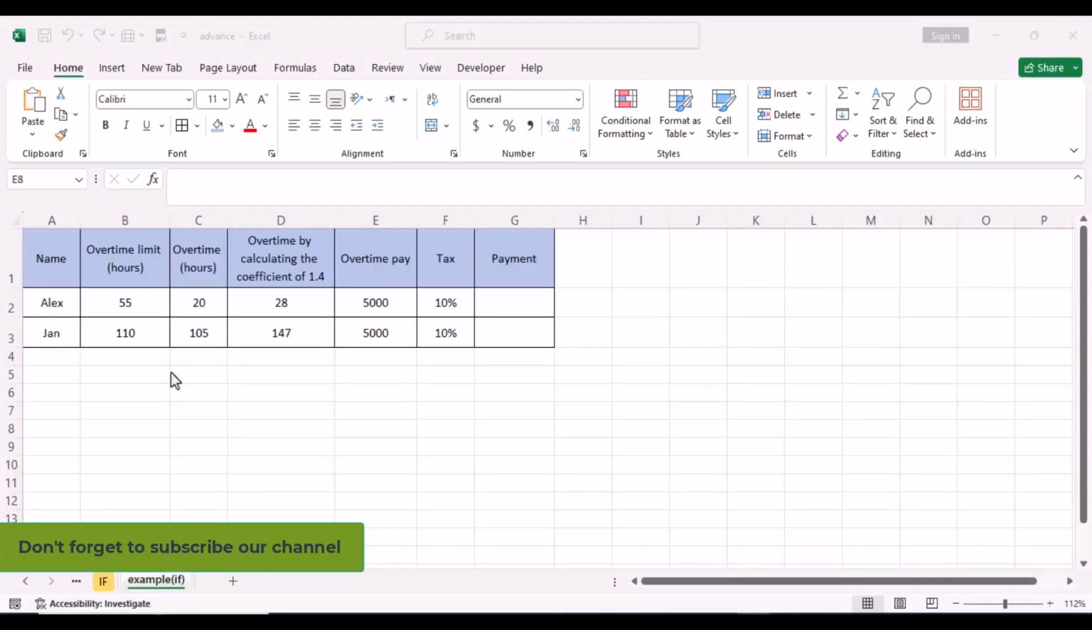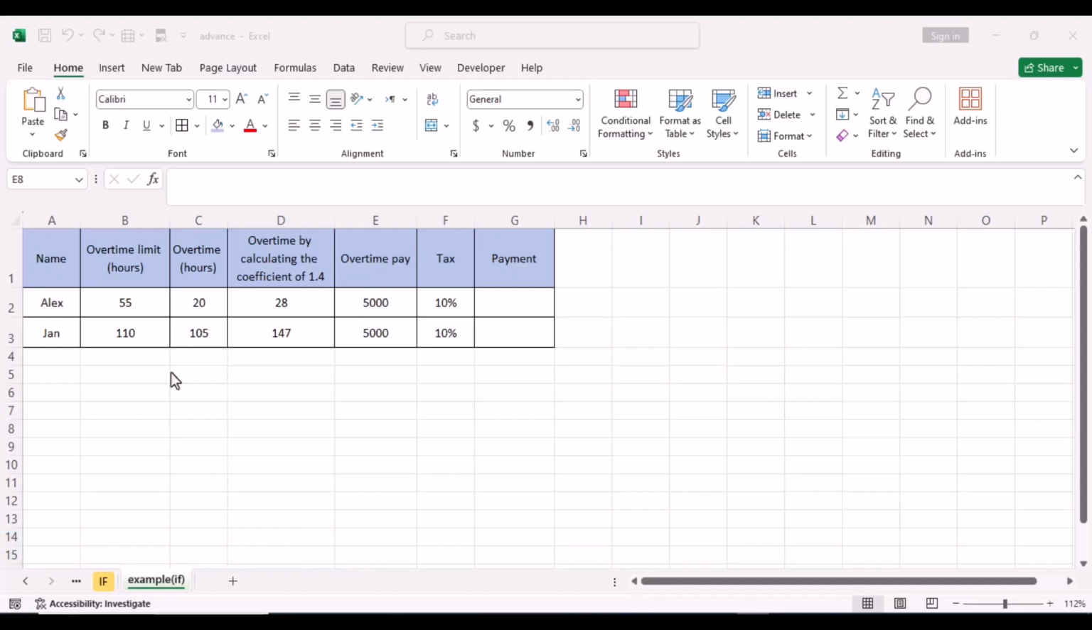My friends, in this course we have tried to give you examples from different fields so that your fear of Excel will disappear, and this is very important. Here we want to solve an example about the overtime ceiling together. Stay with me till the end.